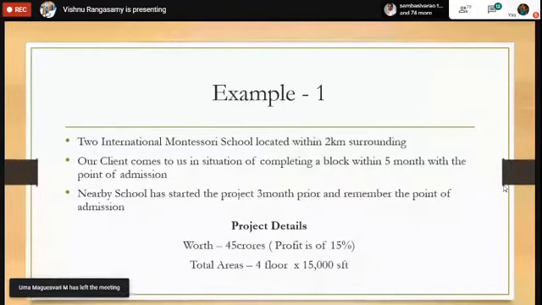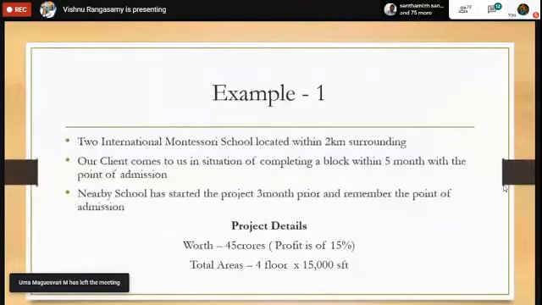So you have only 5 months. After 5 months, you need to apply for the academic inspection of the building, so that they give permission for the students to enter and learn. The nearby school has already started their project 3 months prior. And remember the point of admission: their net profit is around 4 to 5 crores per year. It is an international Montessori school. Their fees are around 2.5 lakhs per year. So it is a new building.